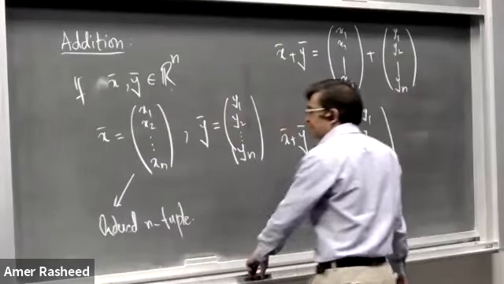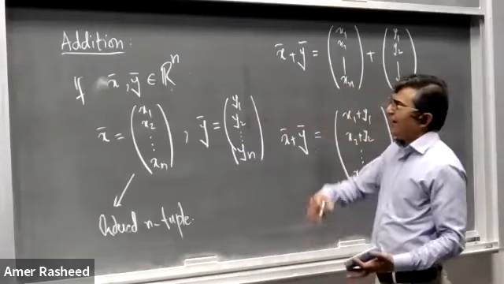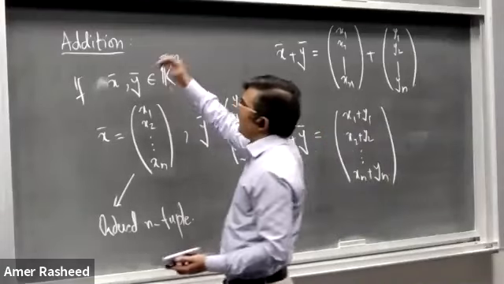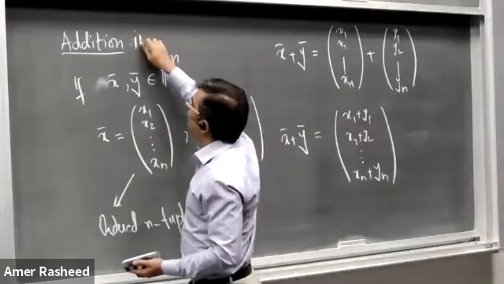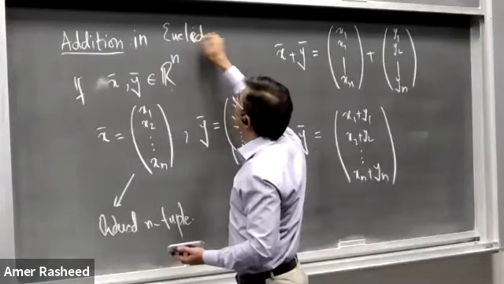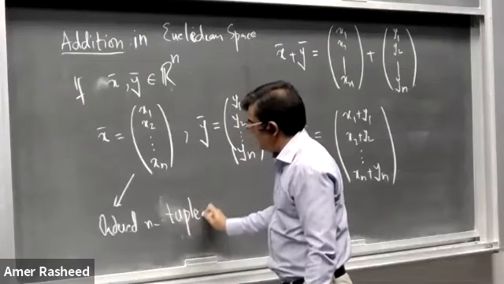This is how we define the addition of vectors in Rn, or you can say addition in Euclidean space. What did you write below with the arrow? Ordered n tuple. N tuple. Okay.